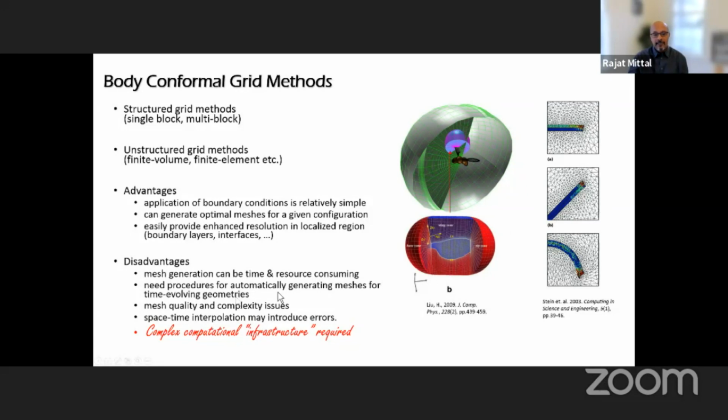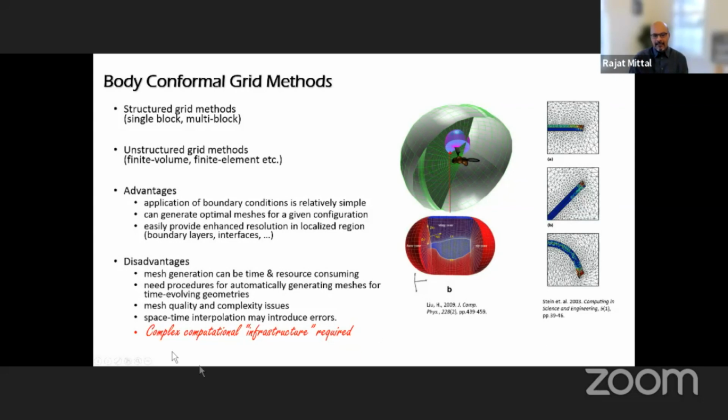But of course, this has a lot of disadvantages, and the disadvantages really come out when you talk about moving boundaries and fluid structure interaction, etc. The mesh generation process can be very resource consuming. As you can see in this bending beam problem, as the beam bends, the mesh has to be regenerated at every time step. So basically, you need an automated mesh generation procedure. You need time evolving meshes, etc., and that can make this extremely complicated. And all of this interpolation and going between different meshes can also introduce errors.